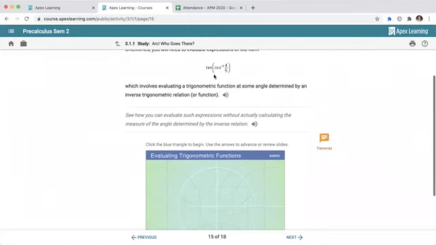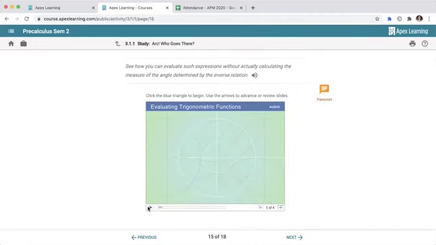So I've got tangent of inverse cosine of 4/5. What does that actually mean here?